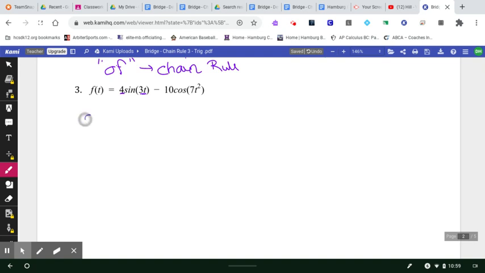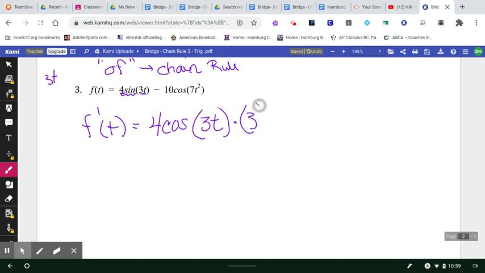So I'm going to say this derivative is the derivative of the outside. Remember, that's a coefficient, so it stays. The derivative of sine is cosine. Keep the inside times the derivative of the inside. If my inside is 3t, that's linear, its derivative is just 3. Okay, so I'm going to keep my minus sign now, and check out this term. 10 is just a coefficient of the cosine, so that 10 is going to stay.